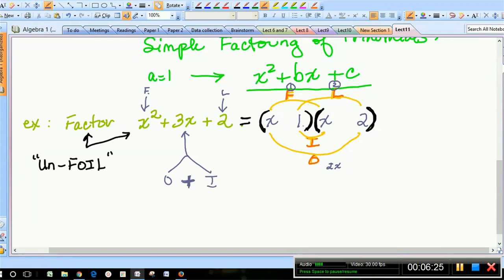Your outer multiplication, and your inner multiplication would have been plus 1x. Both of them are positive. Notice that they would combine to give you that 3x.